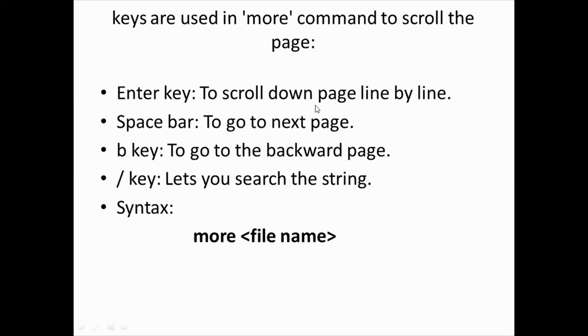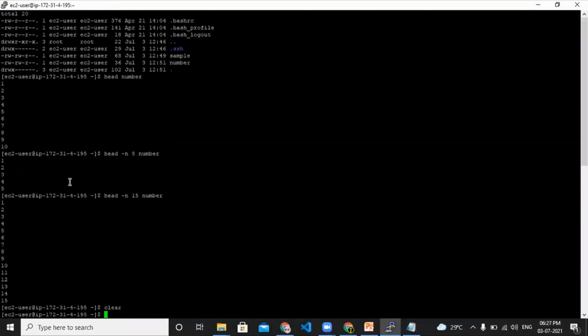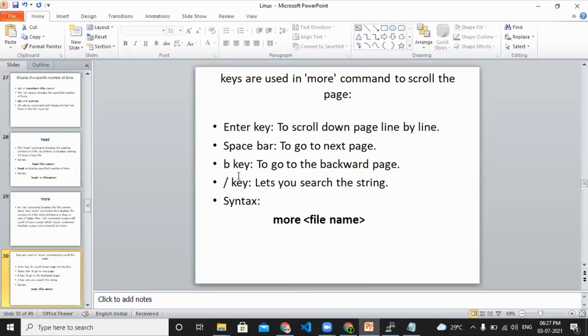If you press Enter, it will scroll down line by line. Spacebar gets the next page, and -b is the previous page. Slash works as a filter: if you have any string inside a file, we can check it using slash. If you have a file called number and want to check where a word is occurring, we can check that using slash. We'll see a demo in future, not now.